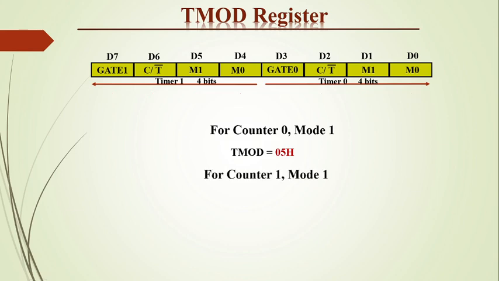And if we want to use counter 1 in mode 1, then we have to use the upper 4 bits of the TMOD register to configure timer 1 or counter 1 in mode 1. Again bits M1 and M0 are equal to 01, and we make the bit D6, that is C/T bar, equal to 1 to set this as a counter. So we have to load the value in TMOD, that is 50H.